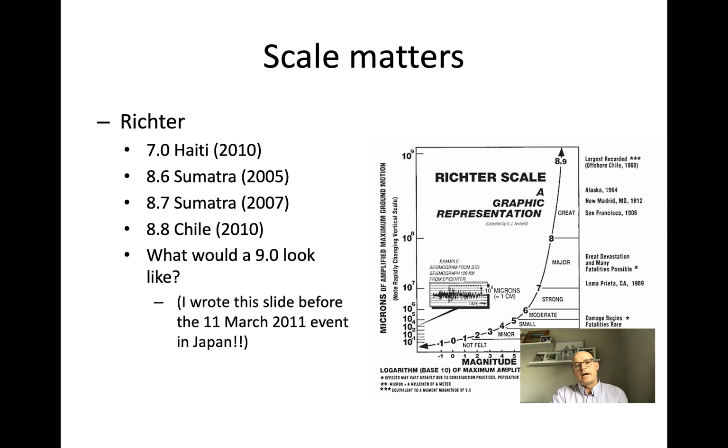Now, scale matters too. We're all really familiar with the Richter scale. This is not interval ratio data. Even though it's numeric, it's logarithmic and it's not linear. So these 1 unit changes are actually 10 times. So scale matters, how we present information, how we measure things.